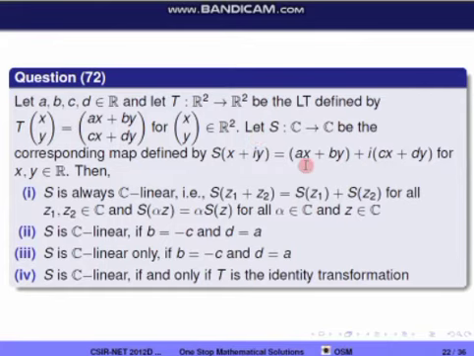We have to check whether S is C linear. So what we have to check is S of z1 plus z2 is equal to S of z1 plus S of z2 for all z1, z2 in C. And also we have to check S of alpha z is equal to alpha S of z for all alpha in C and z in C. So now we'll check that.